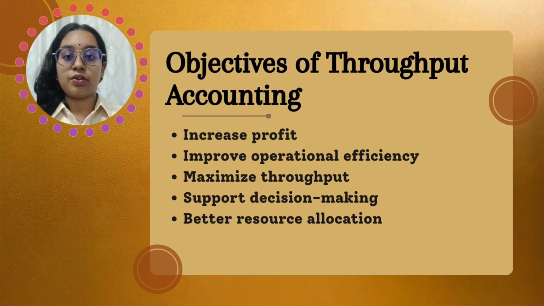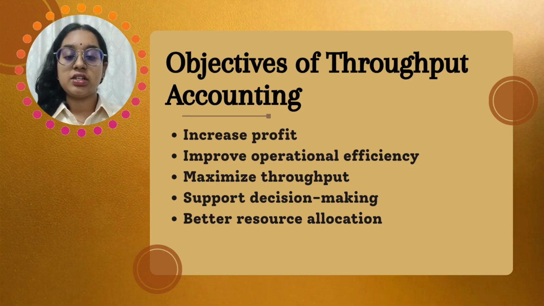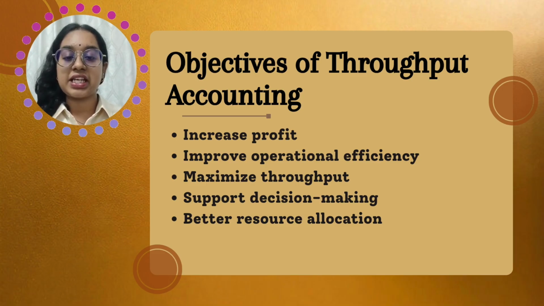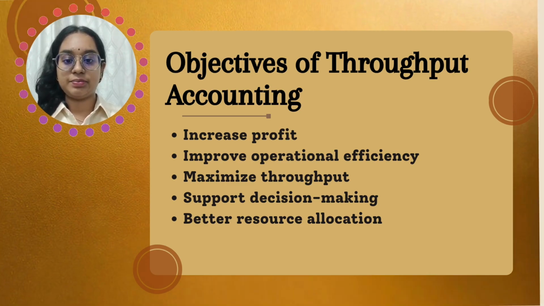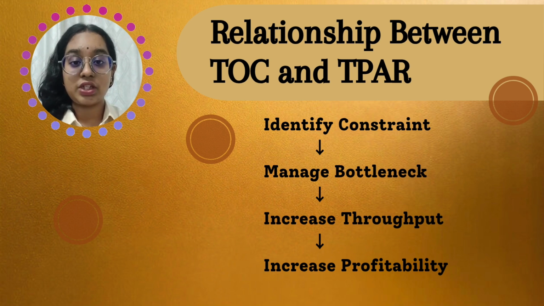The objective of throughput accounting is to help organizations increase profit, improve operational efficiency, maximize throughput, and make better production and pricing decisions. By focusing on the most limited resources, companies can identify which products contribute the most value and prioritize them accordingly. There is also a close relationship between throughput accounting and the theory of constraints.